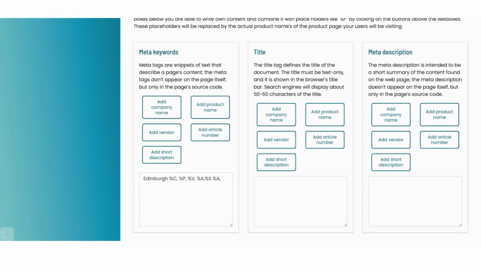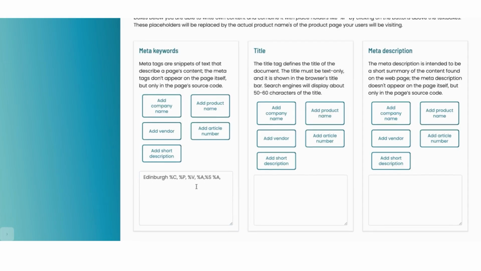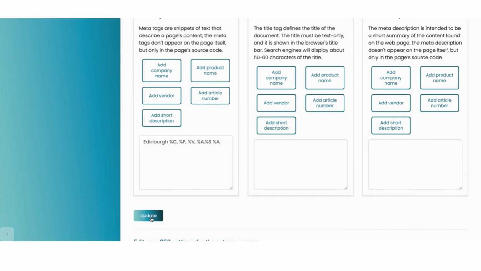Once you have added your desired placeholders, click the Update button and your placeholders will be added to your website, where they will automatically pull the relevant information for each product page from our database to the page source code.